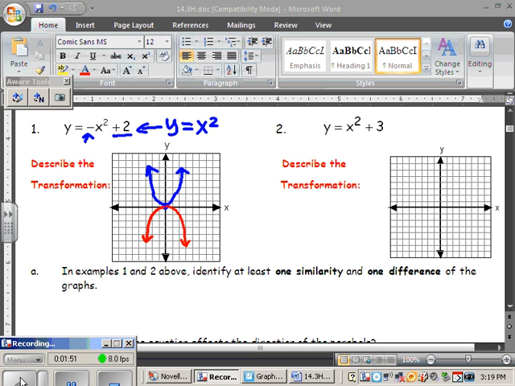Now the plus 2 means it's going to shift up 2 on the y-axis. So in other words, the plus 2 is the y-intercept. So the actual graph, which I'm going to do in green, is going to shift this red one up 2 spaces. So it's now going to cut through the y-axis at 2. So it's going to look something like this.